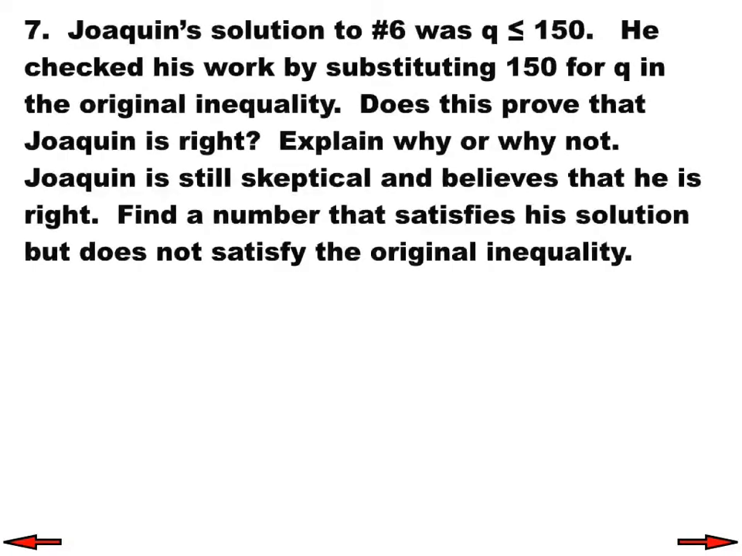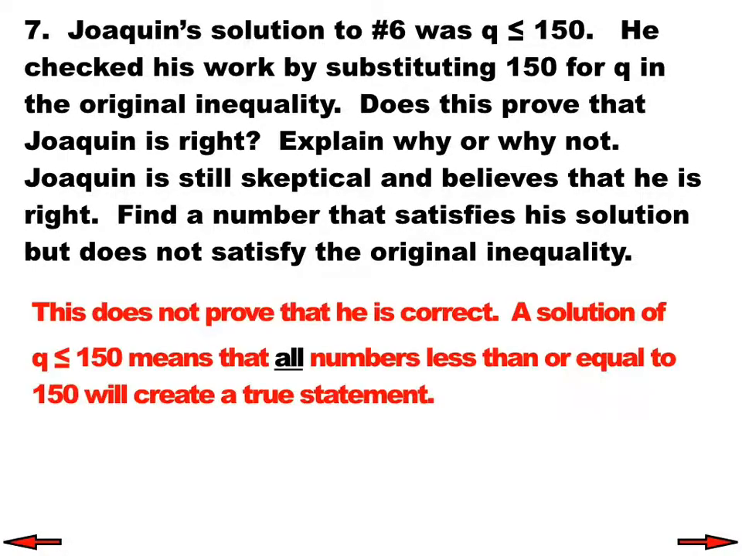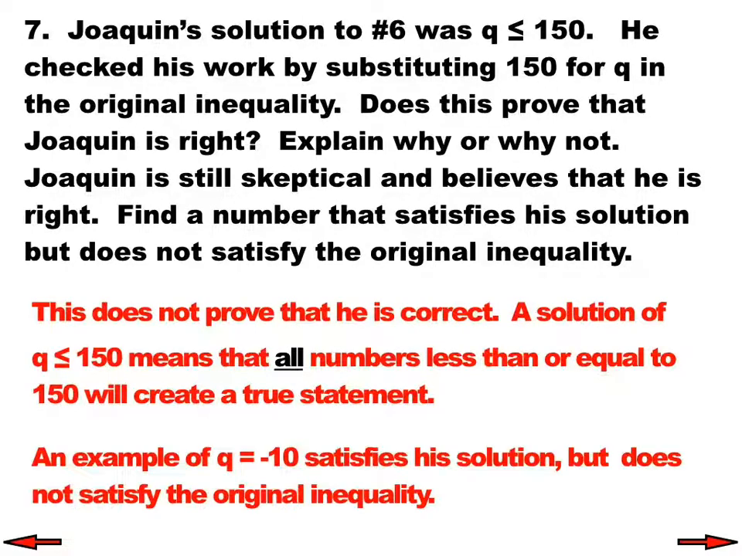Number 7, it's asking if Joaquin is right. Whatever he's saying up there does not prove that he is correct. A solution of Q is less than or equal to 150 means that all the numbers less than or equal to 150 will create a true statement. And that's just not going to happen the way that he solved that inequality.